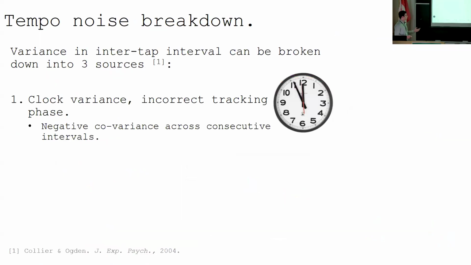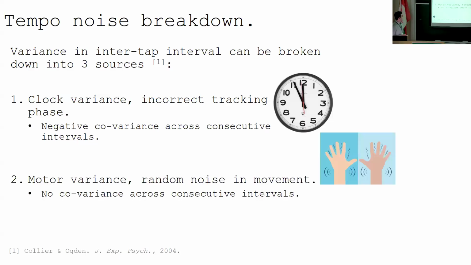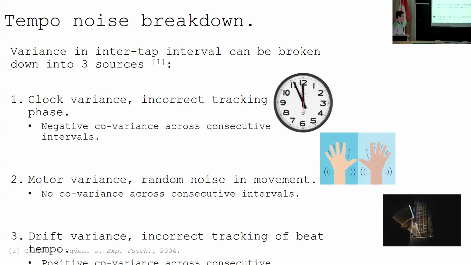What we can do that's interesting is break down the variance between two taps into three different sources. The first is clock variance, which is when you have the correct beat and know how quickly you're supposed to be tapping, but you're failing to track which phase of the beat you're at across time. There's motor variance, which is when you know the beat you're supposed to be tapping on and where you are in the beat, but there's noise in the actual execution of the movement. And lastly, there's drift variance, which is when you know where you are in the beat, but you're off beat, tapping at a different tempo.